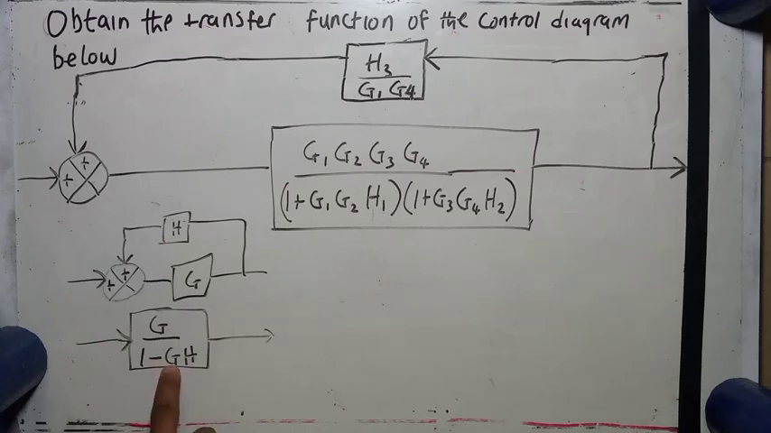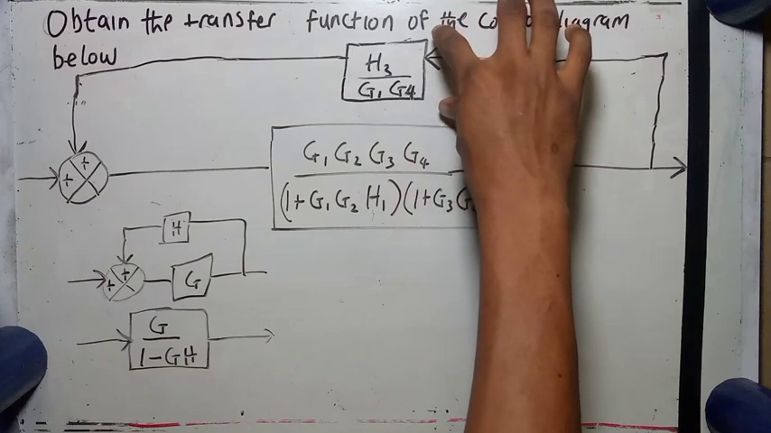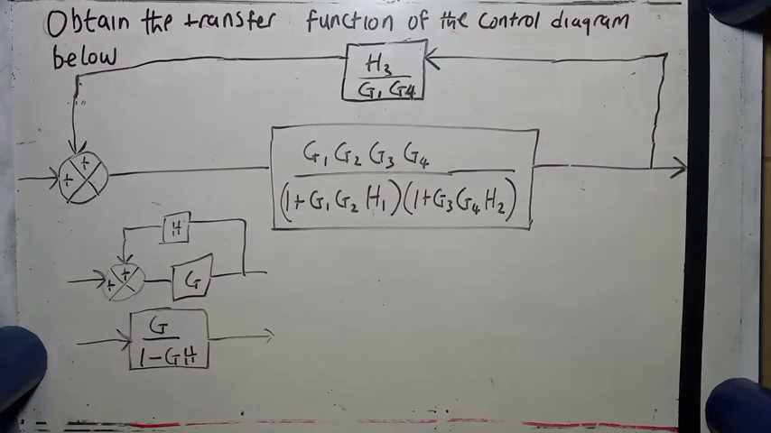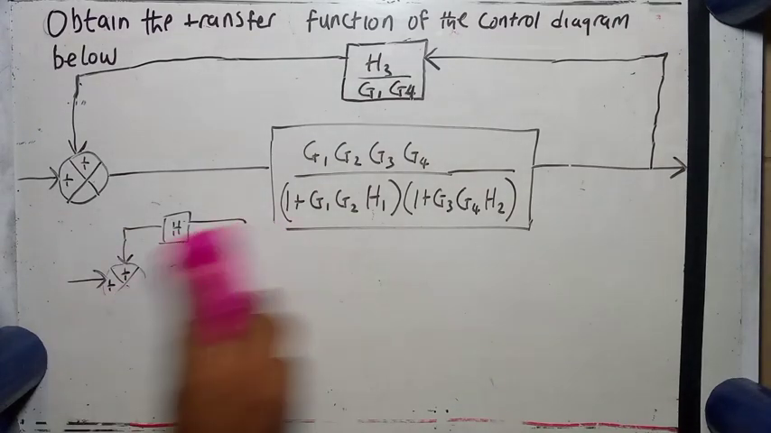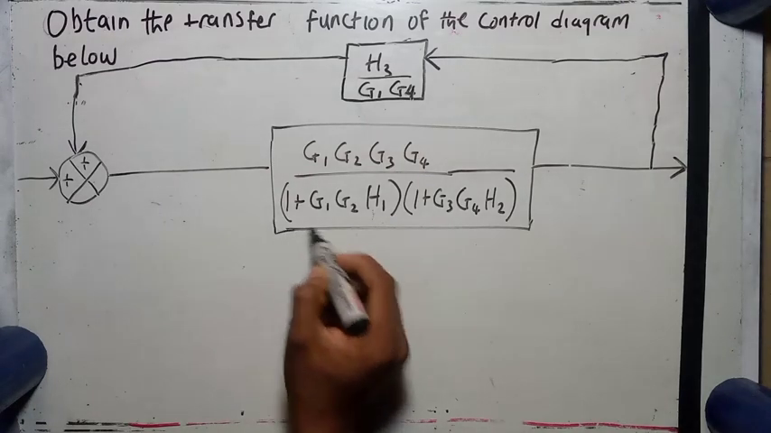So this time around, our G, if you notice, is quite huge, and our H is this value. So it's still the same concepts. Just substitute and get your answer. That's all. So with that aside, let us now do this.